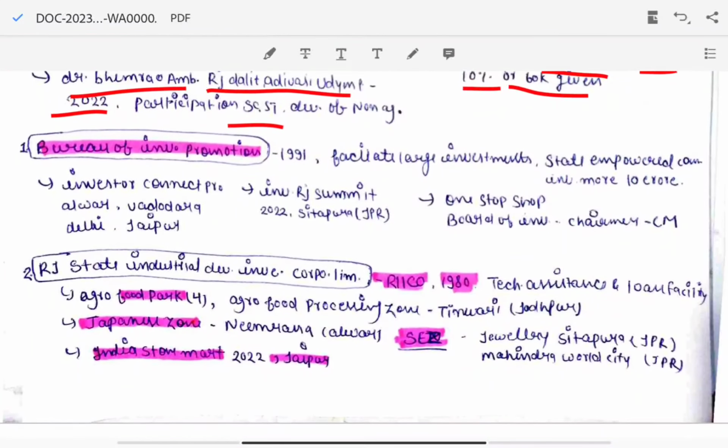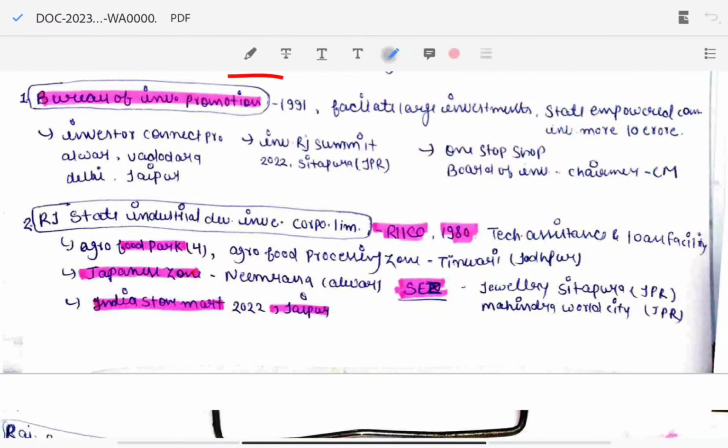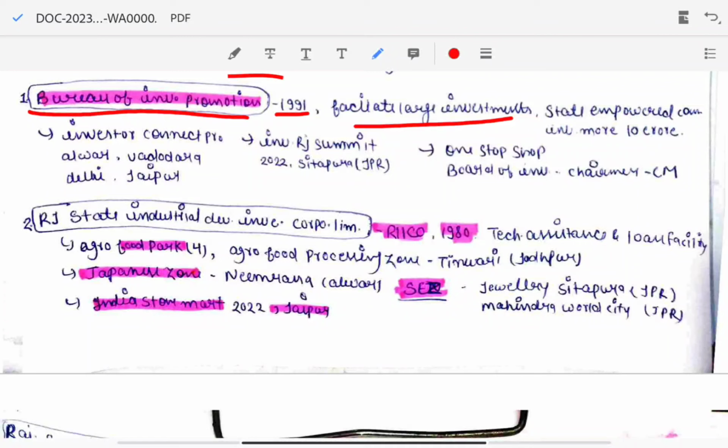Then we have some authorities, and that one is the Bureau of Investment Promotion. By name itself, it is suggesting that it is a bureau that is looking after the promotion of investment. It was established in 1991 to facilitate large investment, and there will be state empowered committees for investment that is more than 10 crore.